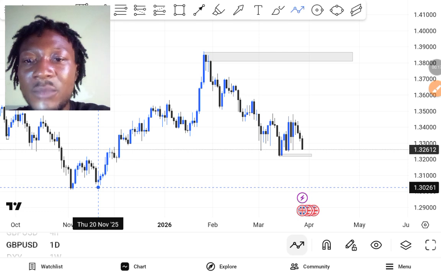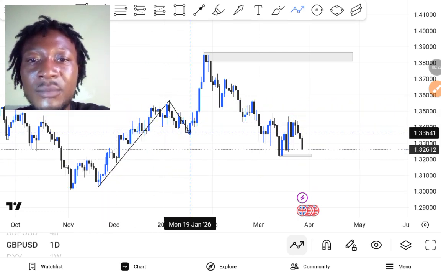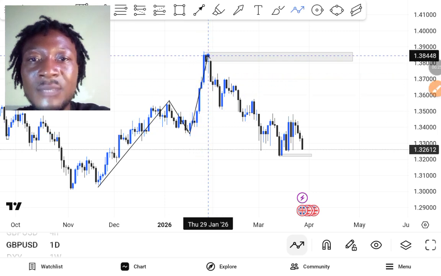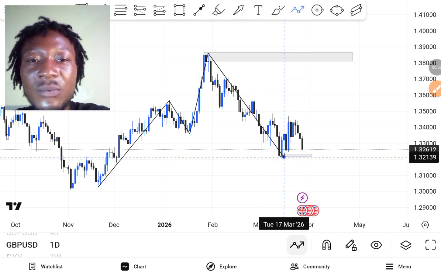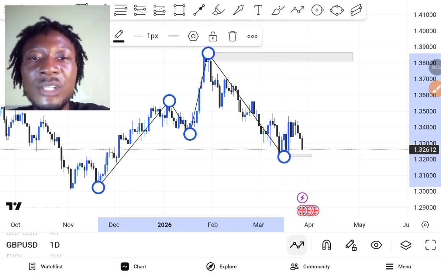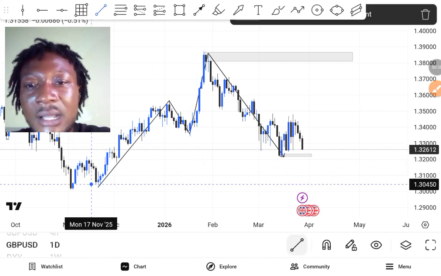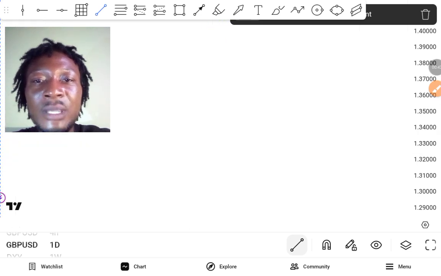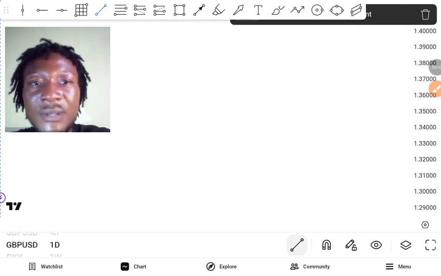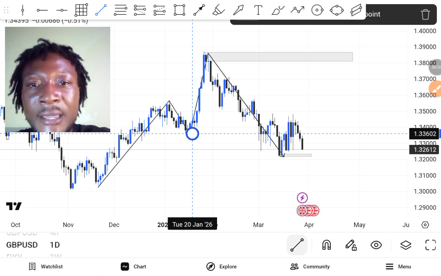Looking at the daily, you see the major trend, because we have the internal trend and the external trend. The external trend has been very, very bearish. We've had a clean change of character. You see, we're giving higher highs and higher lows, higher high, higher low. But at this point, we had a simple change of character here.